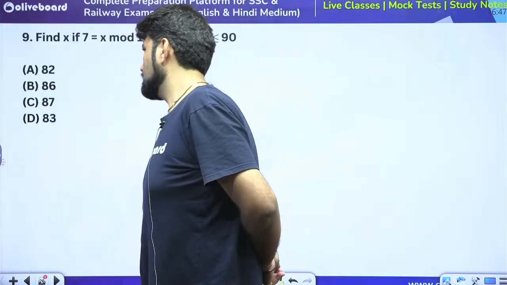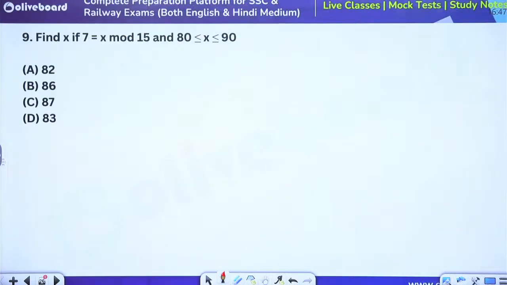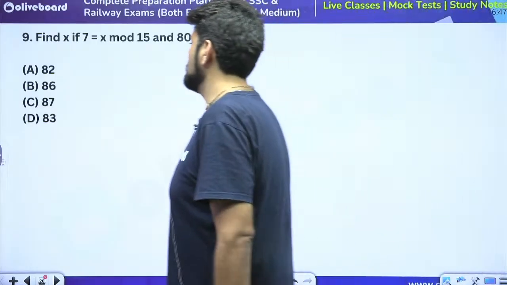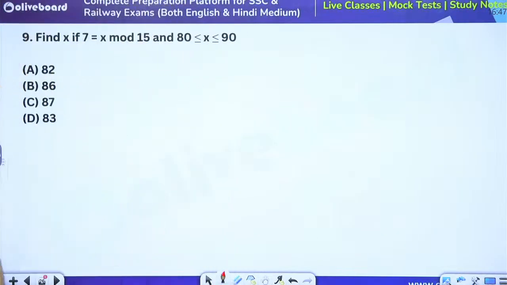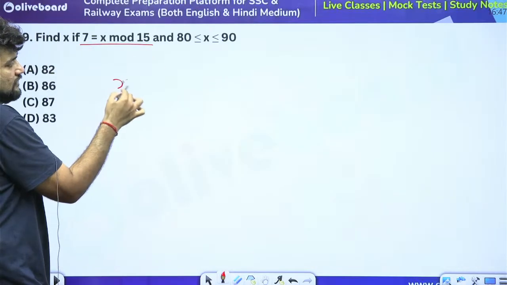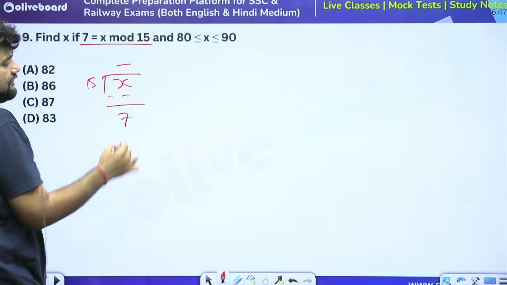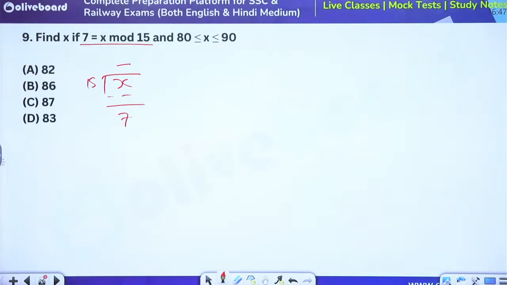Okay. Next. 7 is equal to x mod 15. x is between 80 and 90. What is the value of x? So if I have a number x, which when I am dividing by 15, I am getting the remainder as 7. Right? So what can be the probable value of x?